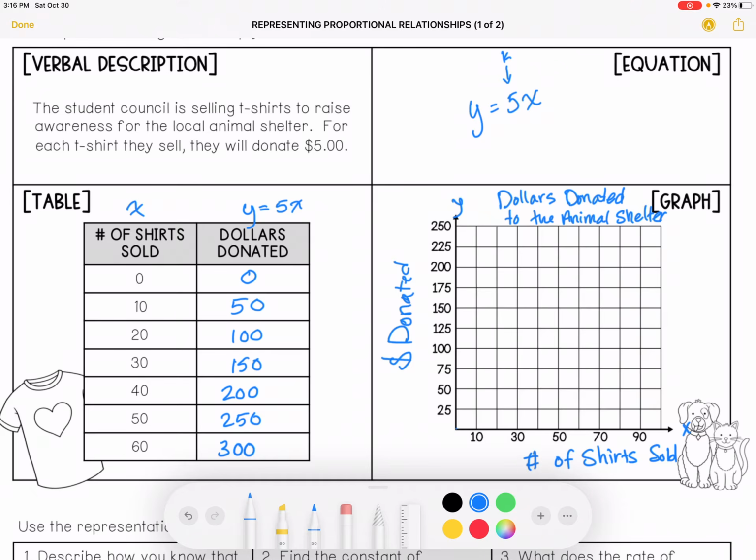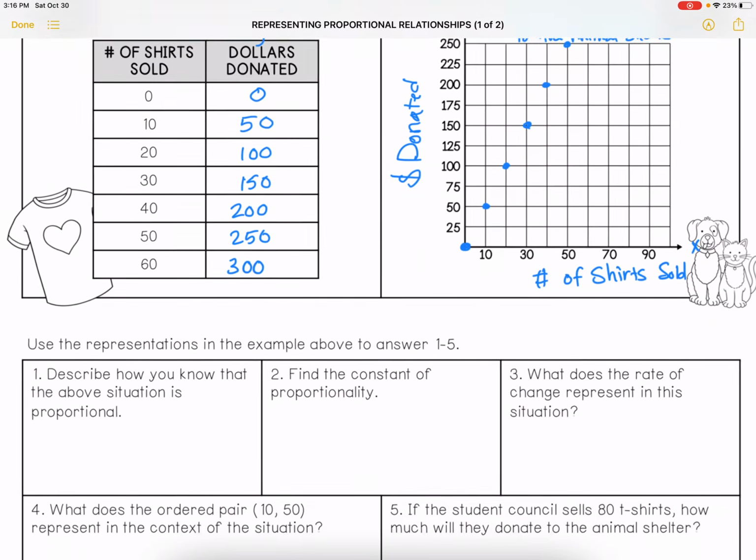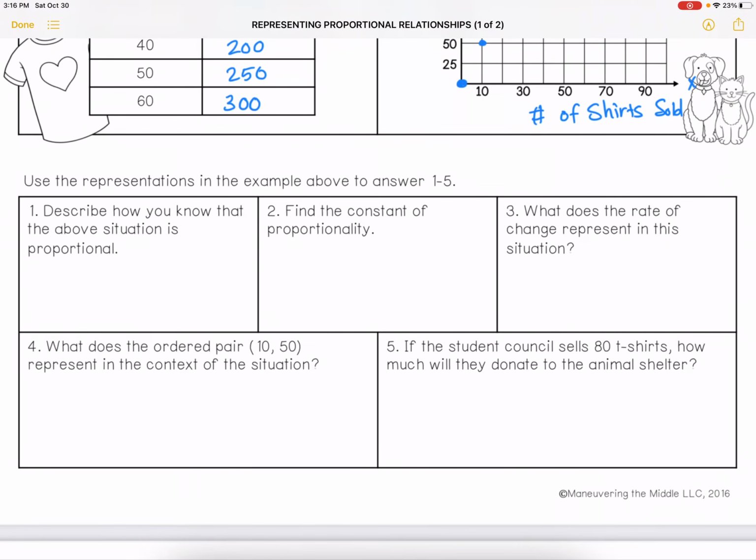Now, we know that if we sell 0 shirts, we donate $0. If 10 shirts are sold, $50 is donated. 20 is $100. 30 is $150. Notice I'm just taking the information right off of the table that we have created over here, and the X values we find along the X-axis, and the Y values we find along the Y-axis. All right, that's all for that one. Let's answer some of the questions that they are asking us.